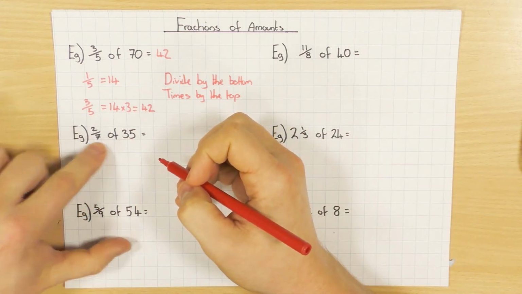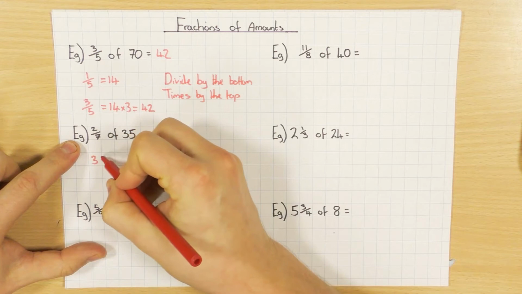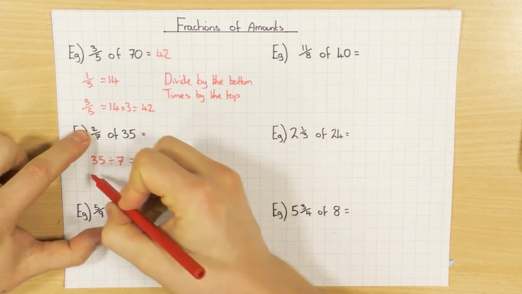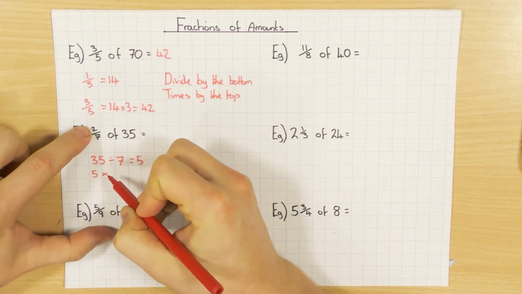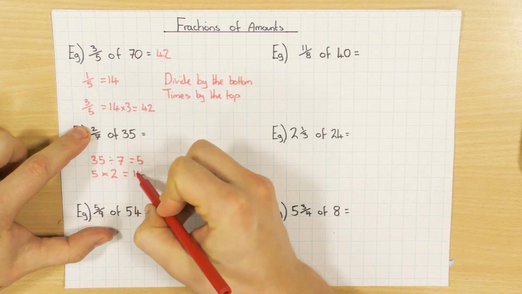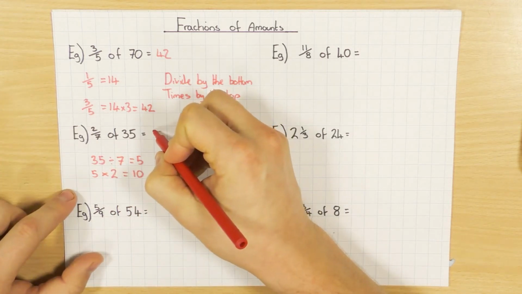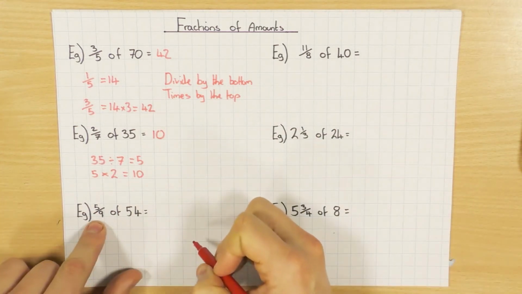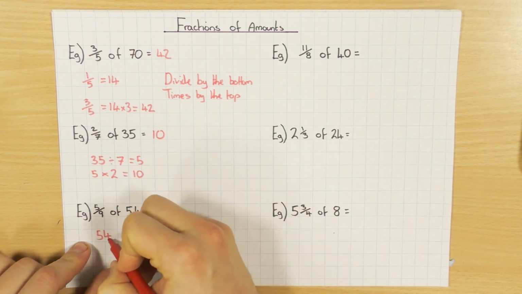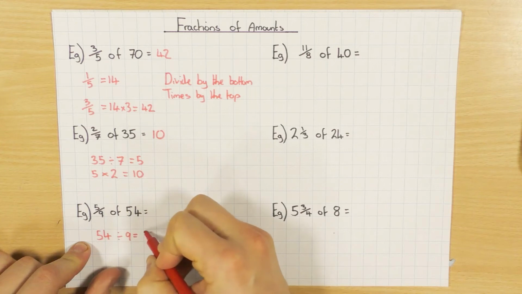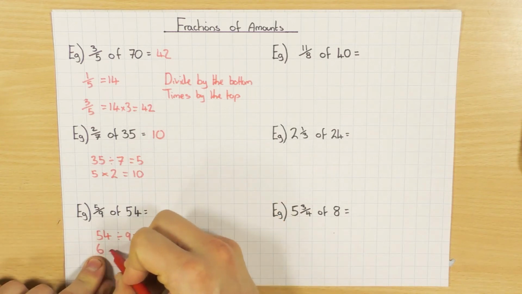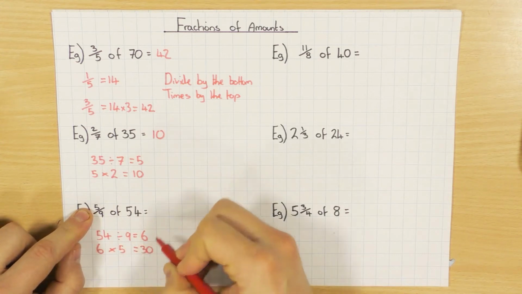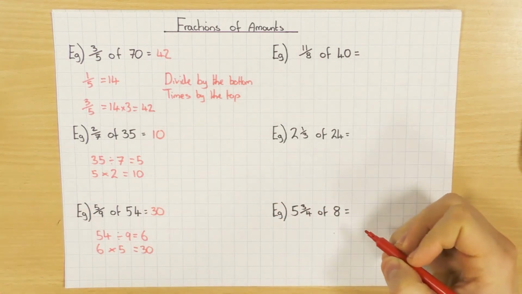So I'm going to divide 35 by 7, divide by the bottom number, so 35 divided by 7 gives me 5, then times by the top, so 5 times by, in this case 2, because 2/7, which gives me 10. So the answer there, 2/7 of 35 is 10. This one here, exactly the same thing. I've got 54, I'm going to divide it by the bottom number, so 54 divided by 9 is 6, then 6 times by the top number, which in this case is 5, so 6 times 5 is 30. So there we go, easy peasy.